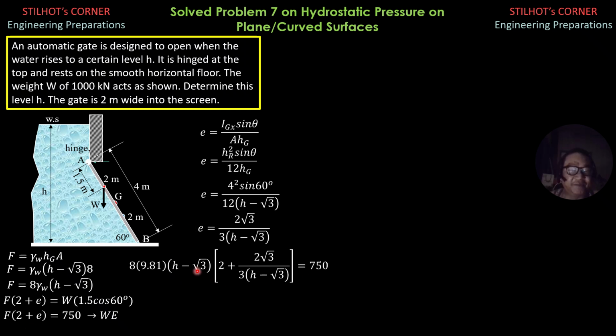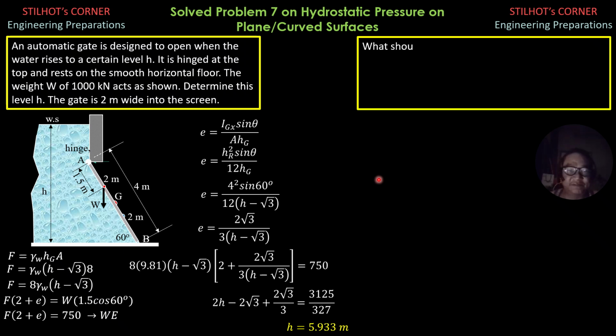Before we distribute, we divide 750 by quantity 8 times 9.81 and distribute this. So we have 2H minus 2 square root of 3, then plus 2 square root of 3, over square root of 3, equals 3125 over 327. Finally, we can now solve for H. H is equal to 5.993 meters.